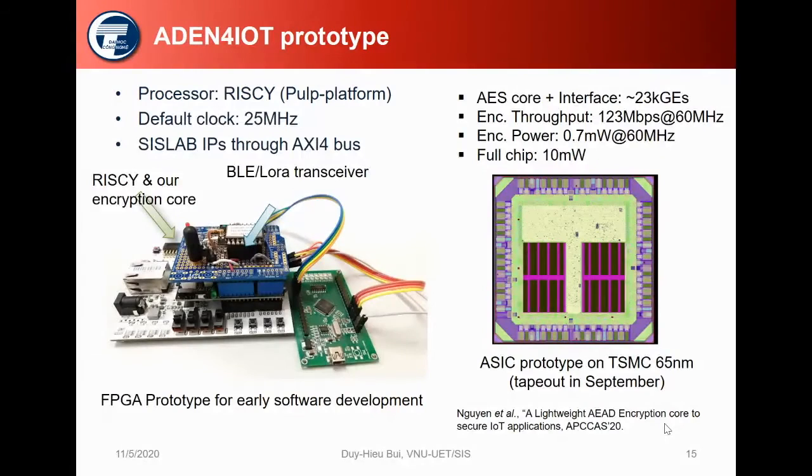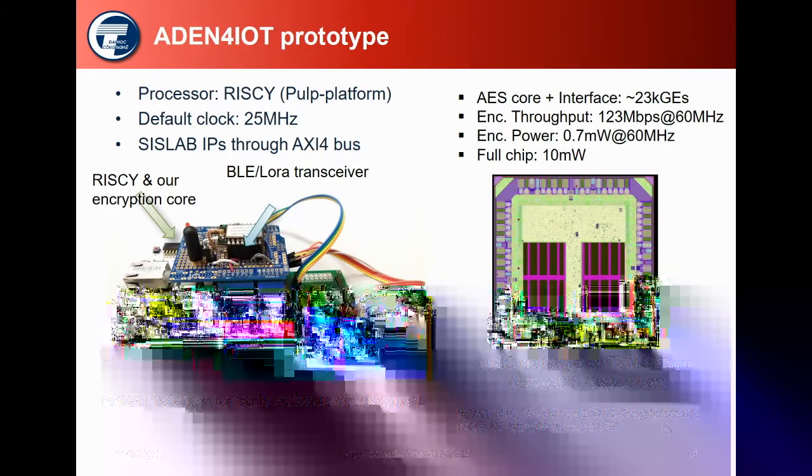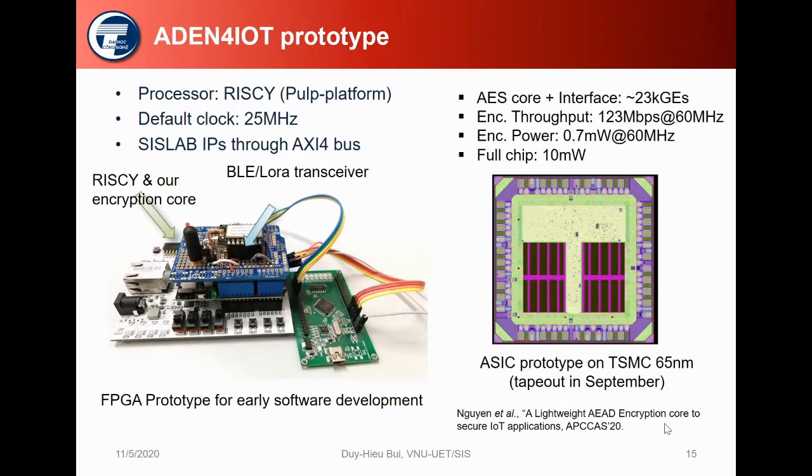The AES encryption core and the control and the interface is about 23 kilo gate equivalent with the throughput of about 103 megabit per second at 60 megahertz, and the power consumption is about 0.7 milliwatt for the encryption core, and the full chip consumes about 10 milliwatt.